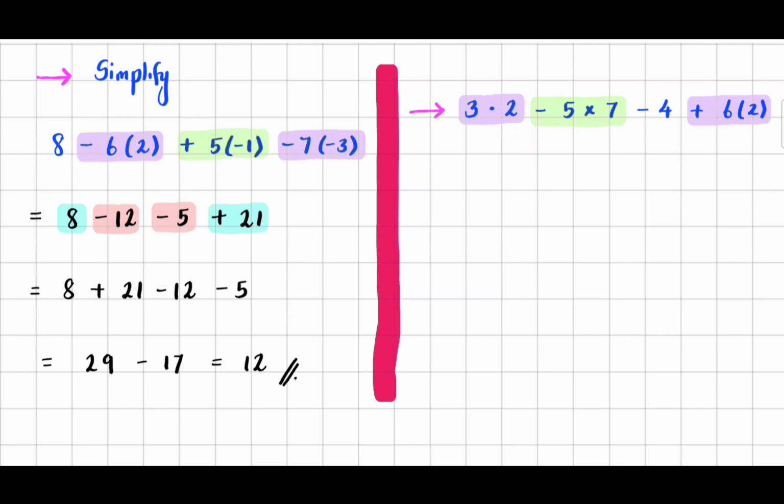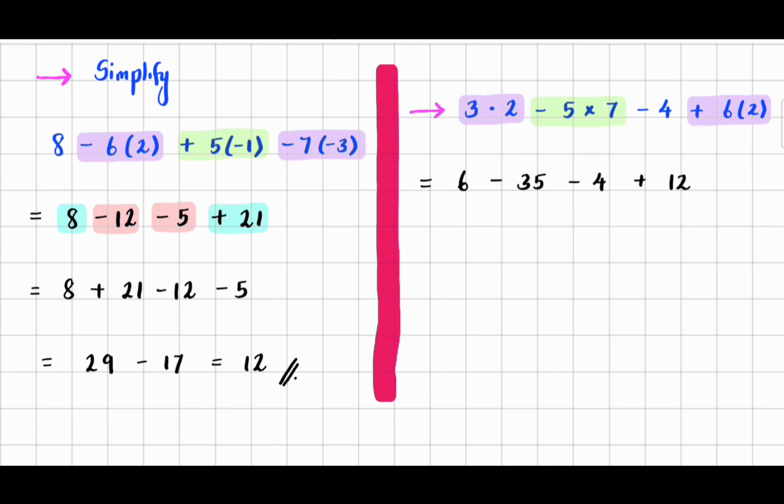Let's start simplifying now. Remember, always go from left to right. So 3 times 2 gives us 6. Then negative 5 times 7 gives us negative 35, since a negative times a positive is a negative and 5 times 7 is 35. And I'm going to copy minus 4, which I didn't use. Then we have plus 6 times 2 gives us plus 12.